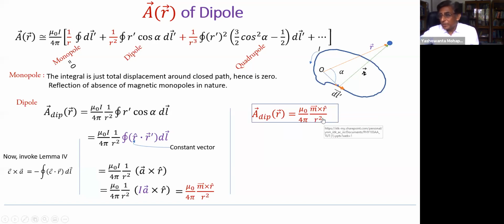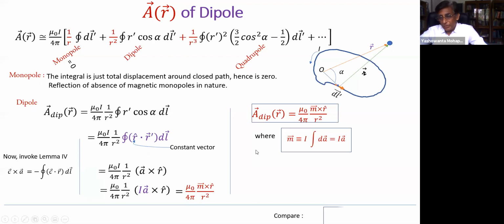Many people take it to be the starting definition. But I have spent more than half an hour trying to prove this, through multipole expansion of the potential. Of course, we have defined I dA as the I area vector.